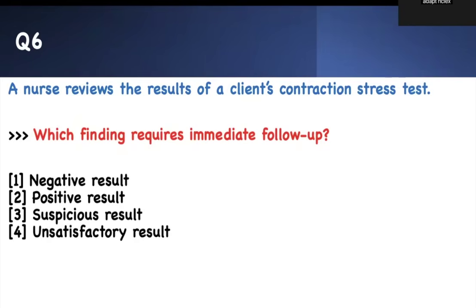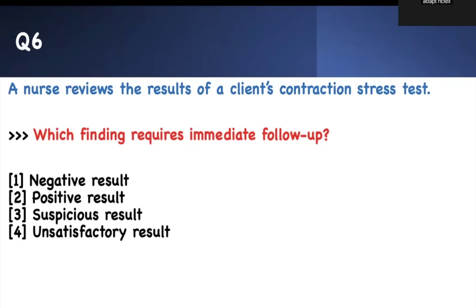Which finding requires immediate follow-up? Review the results of a client's contraction test. Thus, you have to know contraction stress test and non-stress test. These show up every time, in nursing school or NCLEX. It's confusing, but it's not. You have to understand. Contraction test, you want to know if the baby can tolerate labor. And when mommy contracts, would the baby's heart rate decelerate? That's all.